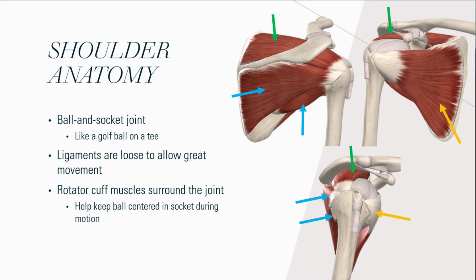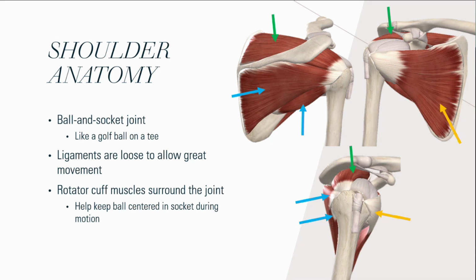To try and help with this instability, we have the rotator cuff muscles that surround the ball and socket joint, and their job is to help keep the ball centered in the socket during motion. If we're looking at this a little bit more closely, there are 4 muscles that make up the rotator cuff, which you can see in the pictures here to the right.